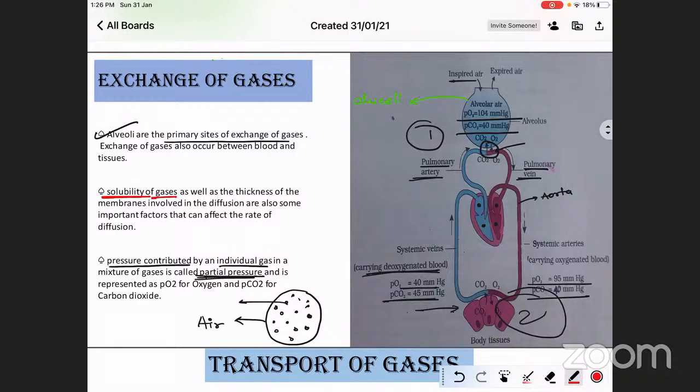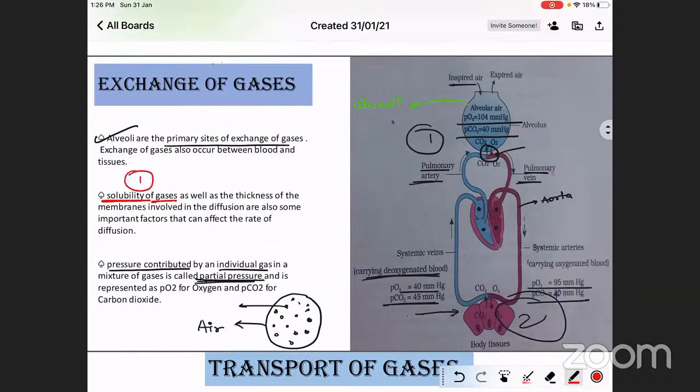You cannot carry it so easily if you want to drink it, because there is much sugar present in the solid, insoluble form. So solubility of gases is very important for carrying or exchanging. So the first factor is the solubility of gases.